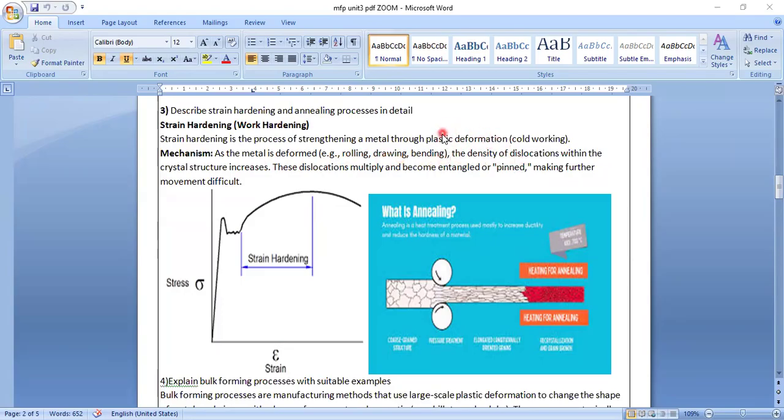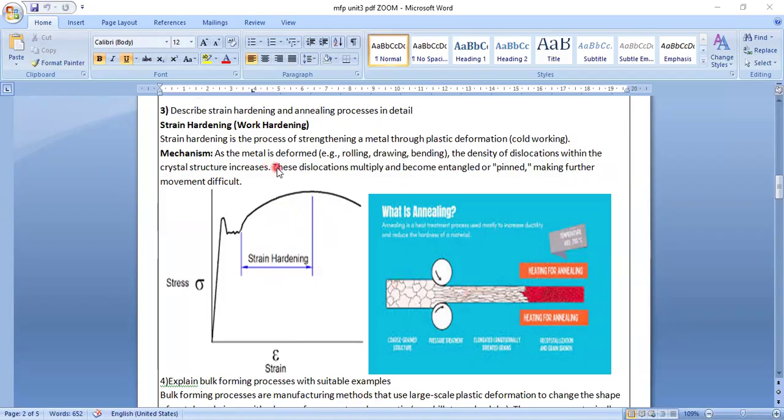What is plastic deformation? Here in the mechanism diagram, stress is taken on the y-axis and strain is taken on the x-axis. The curve goes up and after that comes down. That means it is in the range of plastic deformation. After that it goes beyond, to the breaking stress. This region is called strain hardening. You can see the diagram provided here.